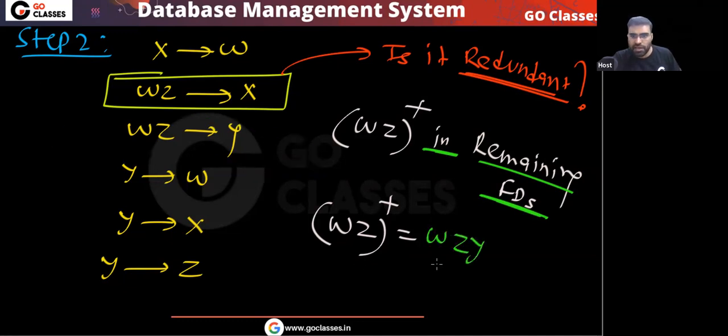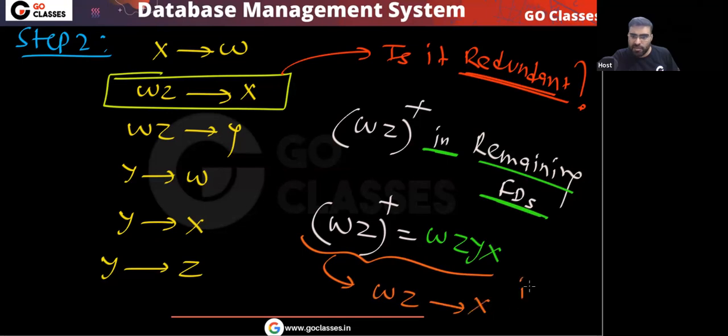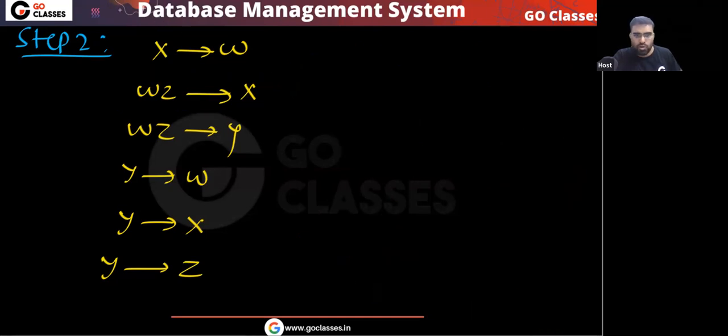WZ can determine Y. Y can determine WXZ. So can I say yes? Can you notice that WZ determines X in the remaining FDs? So what does that mean? That means this is redundant. Yes or no? The answer is yes.